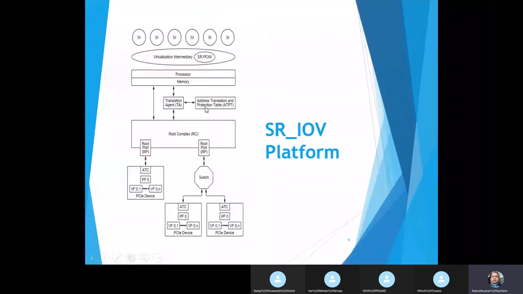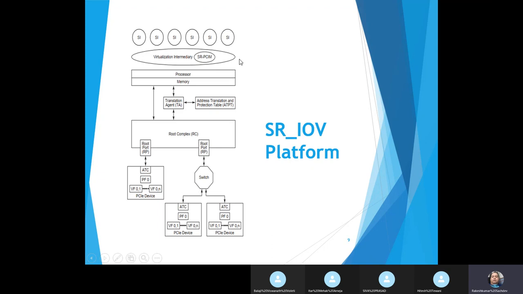Now, another thing I want to mention: there is a translation agent and the AT bit. There is something we call ATS, that is something we'll discuss separately. Now, one thing you have mentioned is SR-PCIM, single root PCI manager. This is a driver requirement. If you want to have SR-IOV virtual functions enabled, we need some driver in the OS. That driver is called SR-PCIM.